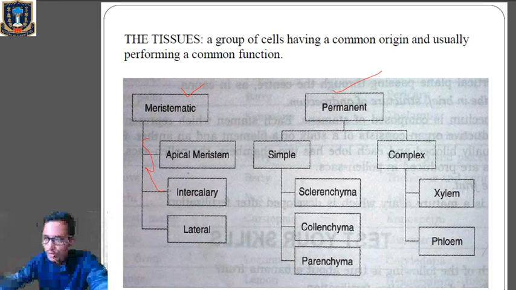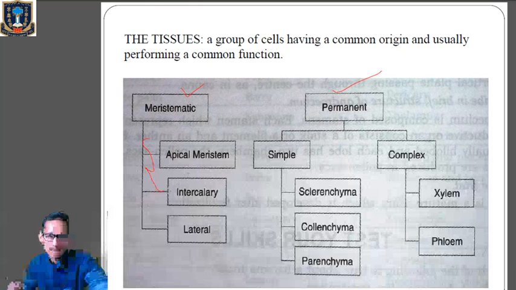So those tissues occur in the initial development of a plant. Okay, and they are responsible for the growth of a plant. They are responsible for the growth of new parts of a plant. Clear? And there are mainly two types, apical and lateral.